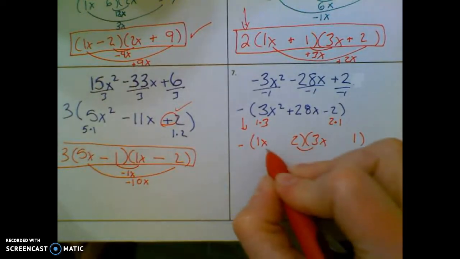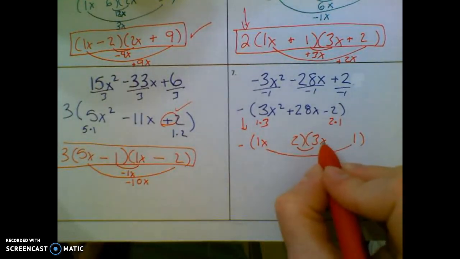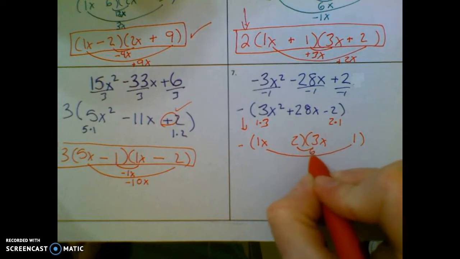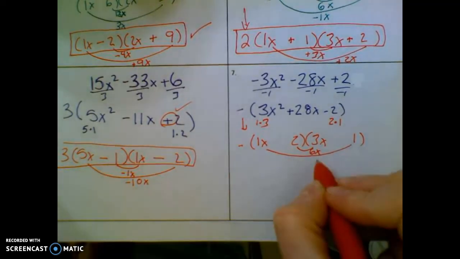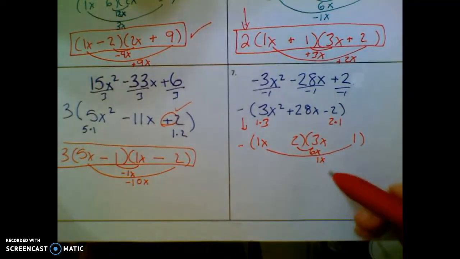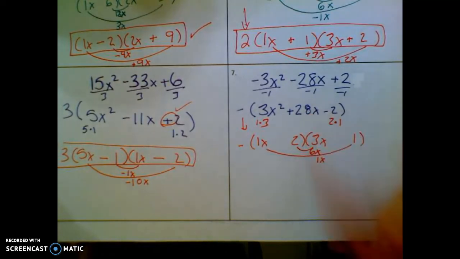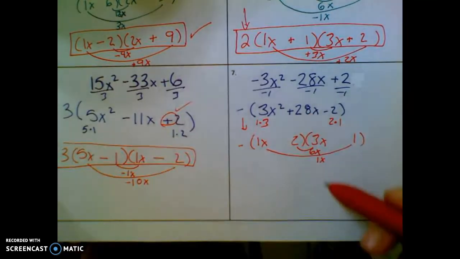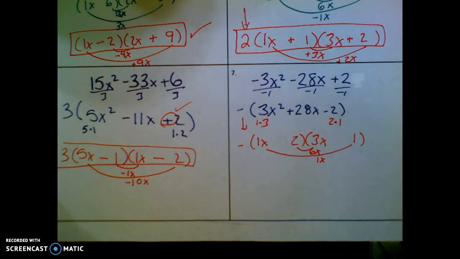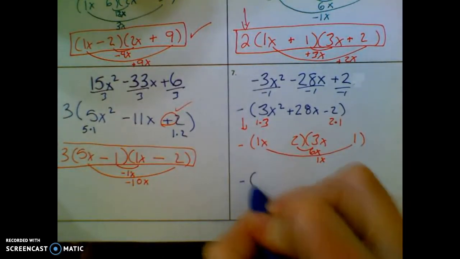Okay, I'm going to put a 2 and a 1. Check my inner and my outer products. 2 times 3x is 6x, and 1x times 1 is 1x. Well, can 6x and 1x give me 28x? No, that would give me 7 or 5. So I'm going to change that and try it again.